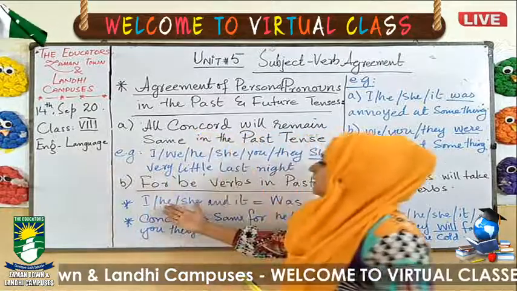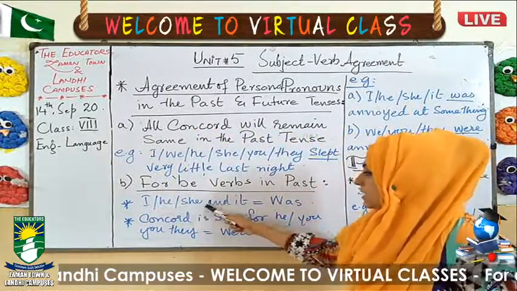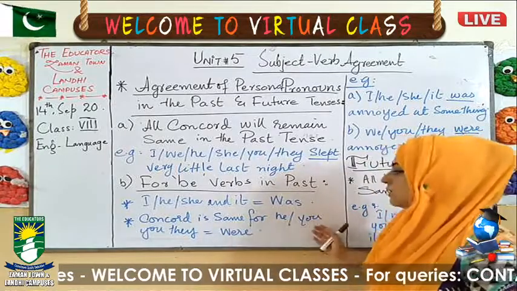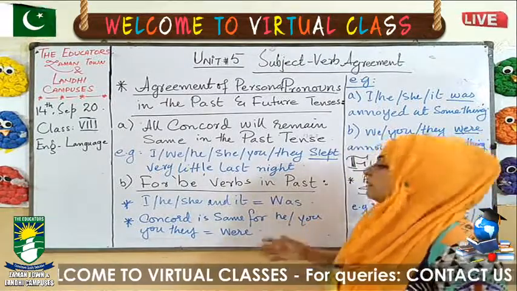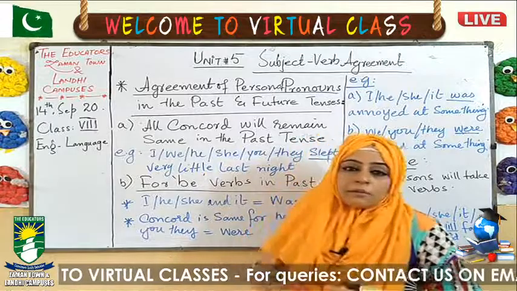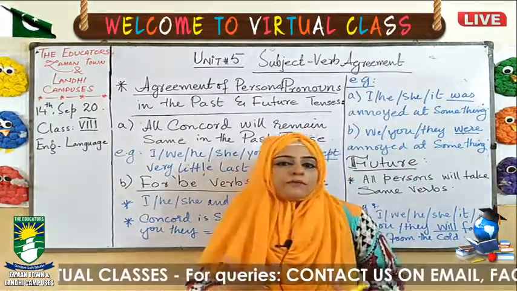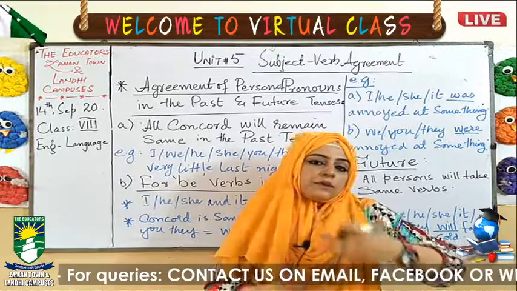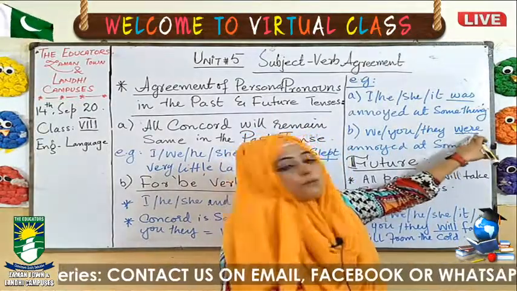Okay, as here, I, he, she and it take was, and the concord is the same for we, you and they. Concord means the same thing. The principle will be the same for all these. If we have I, we, you, they, then we will use the same form, like here.